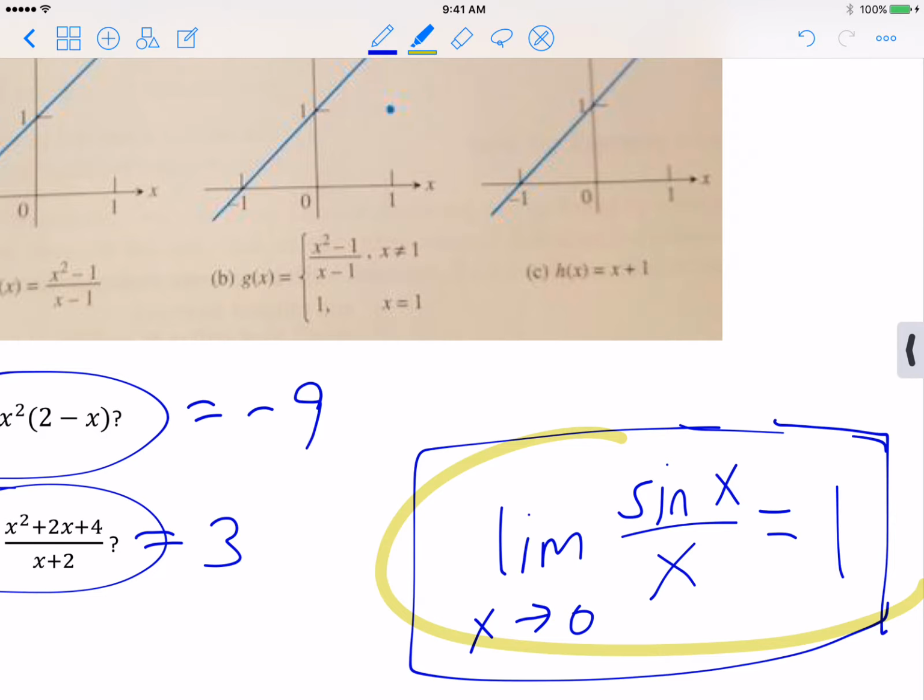Eventually, we'll learn to prove this as well. For now, we'll assume that the limit of sine of x over x as x approaches 0 is 1, and we'll use that for other problems relating to this.